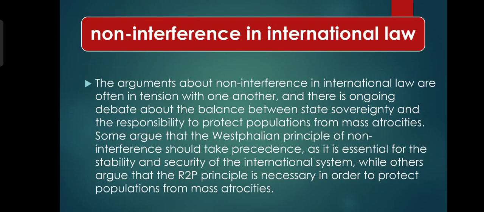Next we have non-interference in international law. The arguments about non-interference in international law are often in tension with one another, and there is ongoing debate about the balance between state sovereignty and the responsibility to protect populations from mass atrocities. Some argue that the Westphalian principle of non-interference should take precedence and it is essential for the stability and security of the international system, while others argue that the R2P principle is necessary in order to protect populations from mass atrocities.